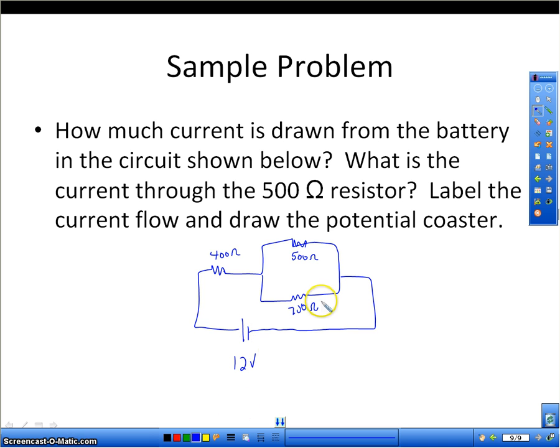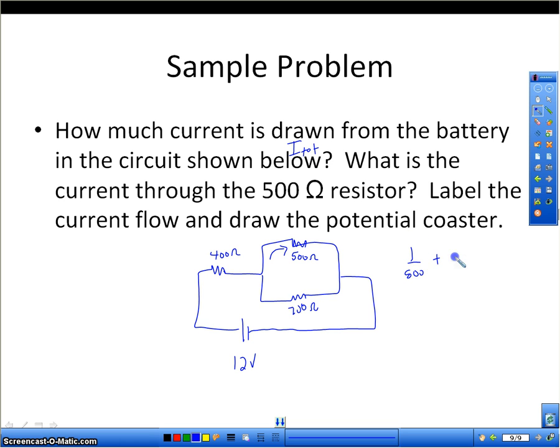Okay, and for this particular circuit, they want to know how much current comes from the battery, so that's I total. They're interested in that, and they want to know the current just through this top branch right here. So the first thing I need to do is find R total. So I'm going to do the parallel part first.